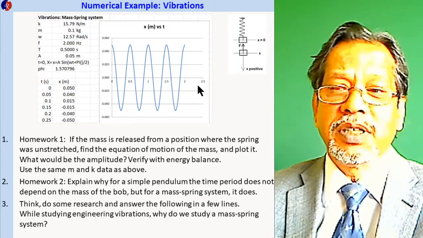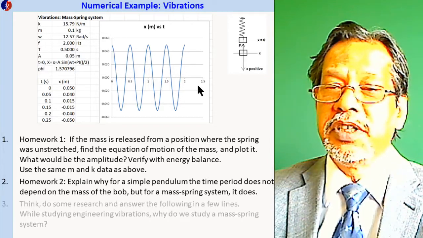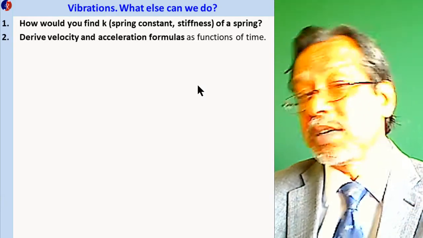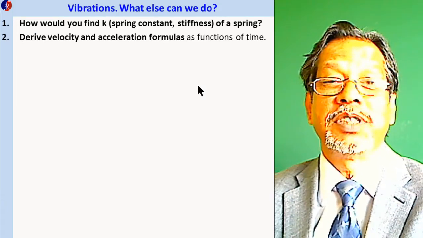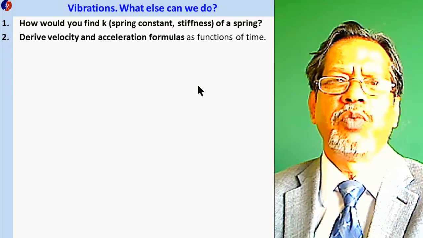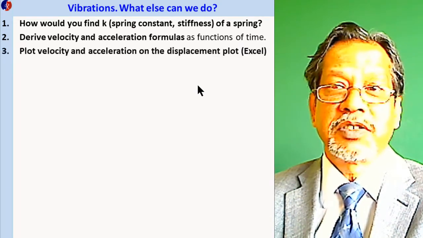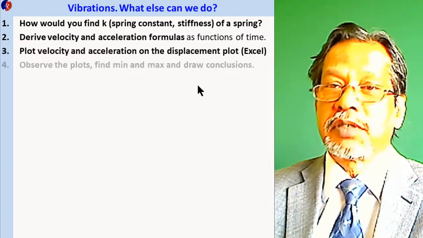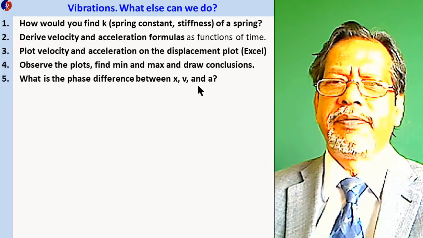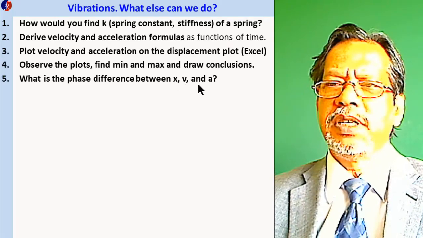Let them think about it. They need time to think, because you already know these things. I'm speeding up, but they need time to think. And it's better for them to think and come up with these things than you telling them and they just memorize, okay, whatever the teacher is saying must be correct. That's not right. Plot the velocity acceleration, observe the plot, find the maximum and draw a conclusion. What is the phase difference between x, v, and a?